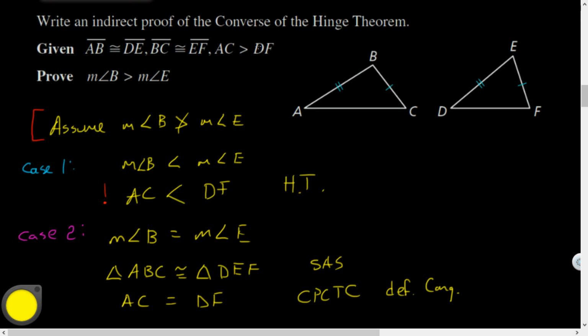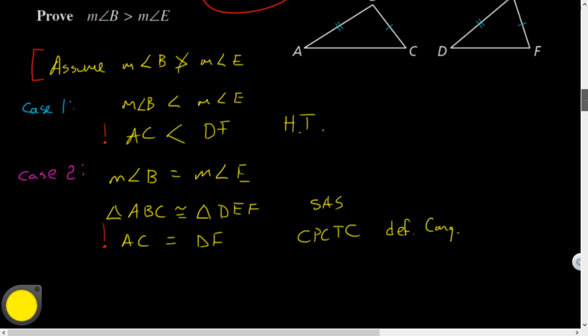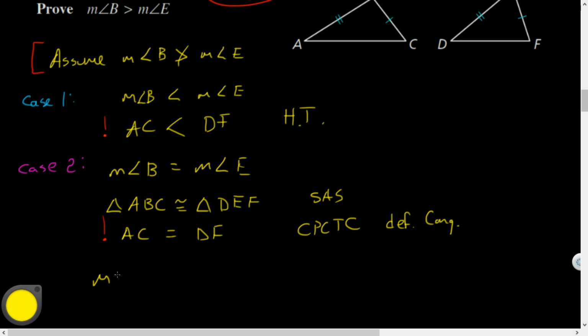And that can't be true because I just said that it was greater. That's impossible based on my assumption. So since both of these cannot be true, they disprove one of my given statements. If I assumed this was false, the only conclusion could be that this is true. So therefore the measure of angle B is greater than the measure of angle E because of proof by contradiction, right? There's no other possibility.